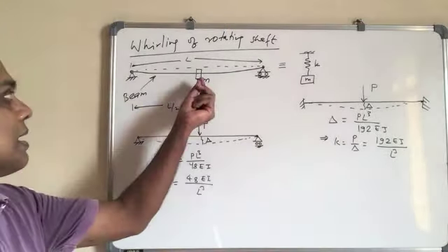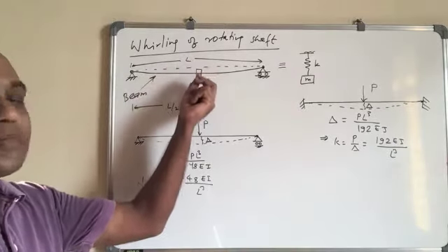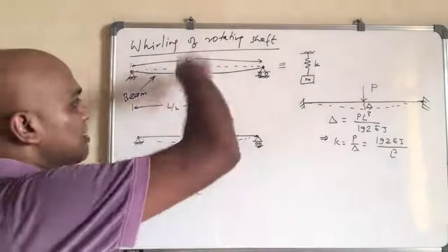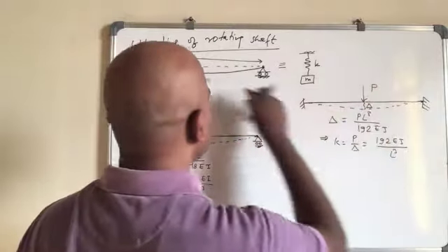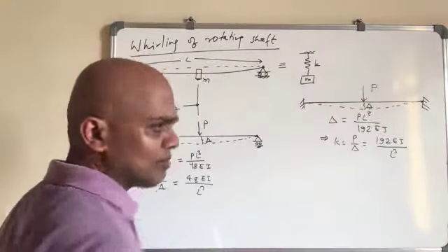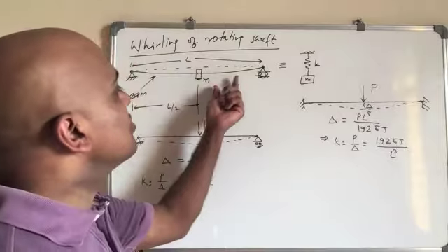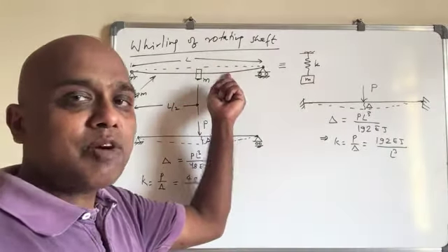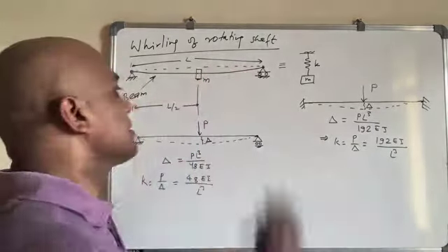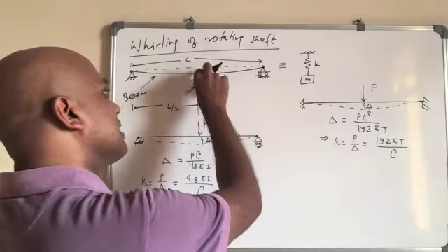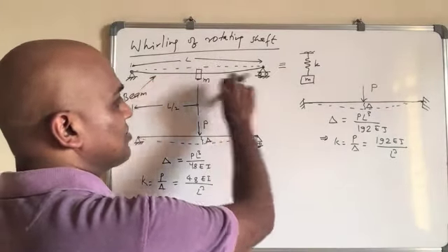So here, if you give a little bit of disturbance, it will start vibrating. In this case also, if there is a mass here, it will start vibrating. You are assuming the beam or the shaft to have no mass, and all the mass comes from the rotor which is attached here.